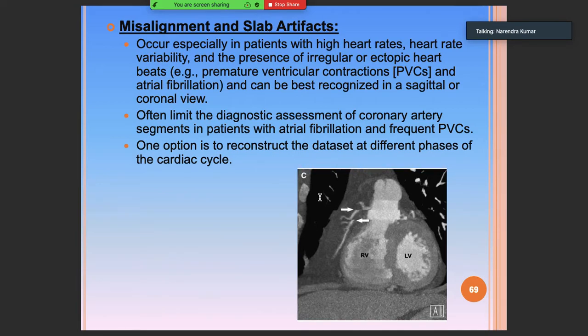Any guesses what is blooming artifact? What is blooming artifact? No? No guesses as well?